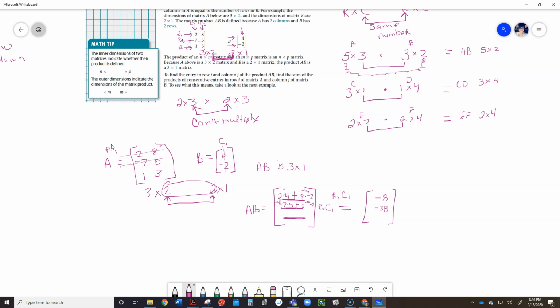And then this last row right here, what's the address of it? It's row 3, column 1. So that tells us that to get this number, we multiply row 3 times column 1. So 1 times 4 plus 3 times -2. And 1 times 4 is 4, and then 3 times -2 is -6. Put 4 and -6 together and you get -2. So I'm going to go ahead and stop this video, but we'll start the next video by taking these two matrices and multiplying them on the calculator to see if we got it right.